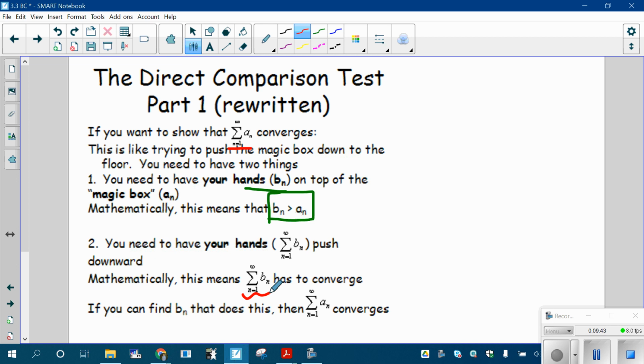Okay? So again, you're going to be trying to determine whether a series converges or diverges. And the way you're going to do that is by thinking of another series, a second series. The only way that second series helps you is if it's on top and it's going down. That's the only way you're going to get to the floor. The only way you're going to push that magic box, that series you're trying to figure out about, to convergent, is if you have a series that you thought of that's both on top, bigger than the series a sub n, and converges, pushes down.